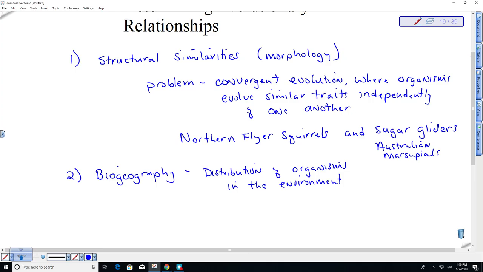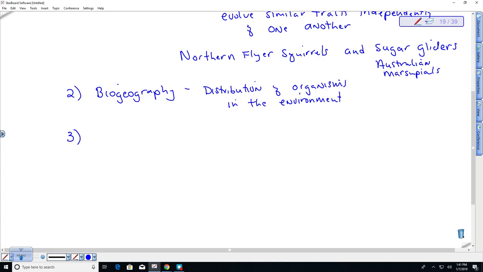The third thing that we can look at is fossil records, so fossils. Sometimes we see transitional fossils, right? Transitional fossils that have characteristics of one group and characteristics of the other. So characteristics of both groups.